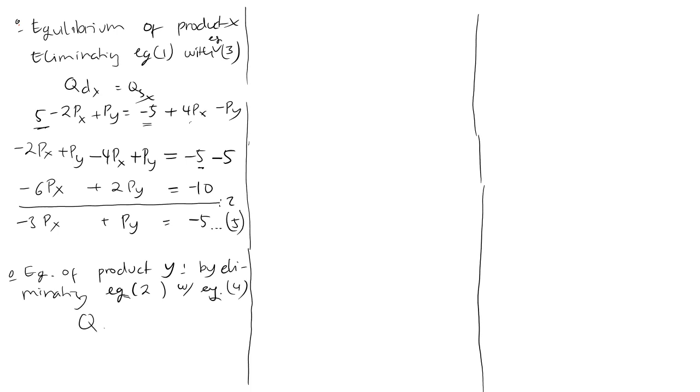Okay, so QDY and QSY. QDY is 6 plus Px minus Py, equal with minus 4 minus Px plus 3Py.